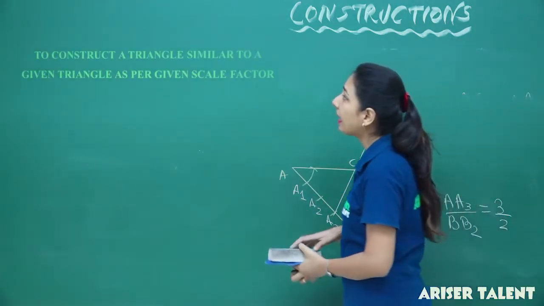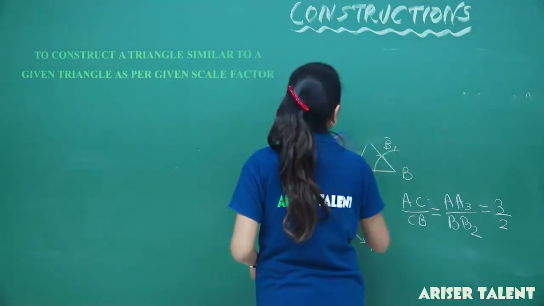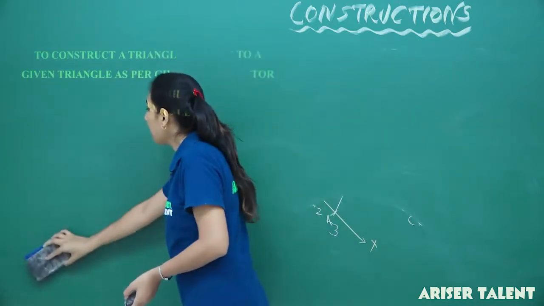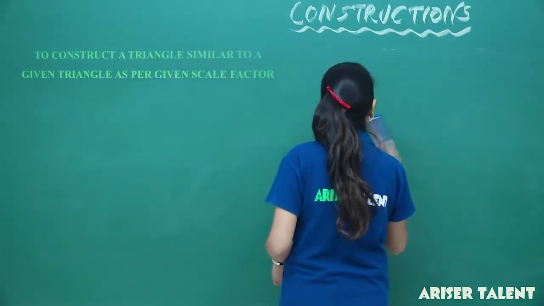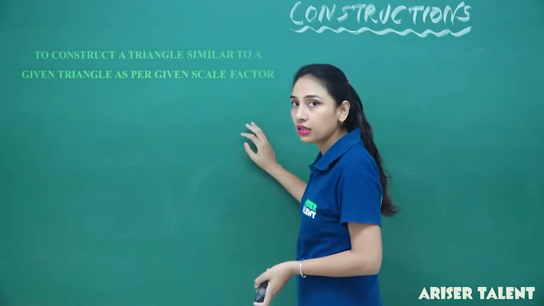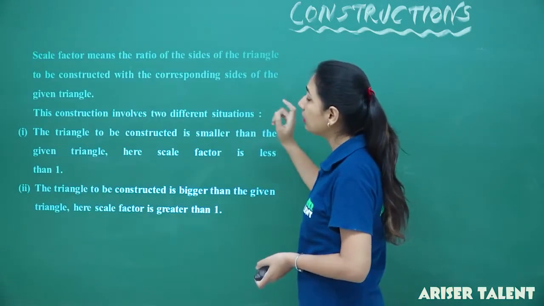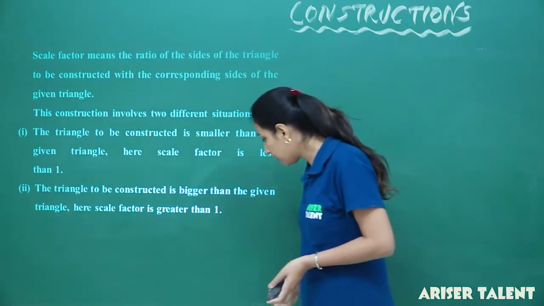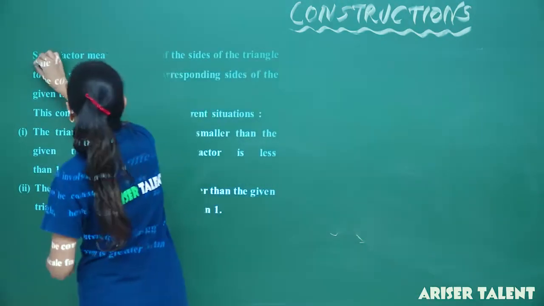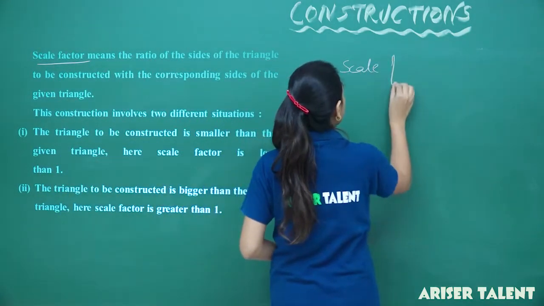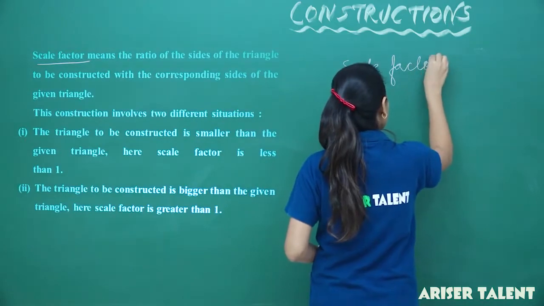Now, to construct a triangle similar to a given triangle as per a given scale factor, we have to do that. In my previous lecture I told you that we will do this in the next lecture, so this is the time we will be doing this. How to do this? Scale factor means the ratio of the sides. Scale factor, this term is new, we'll understand it.